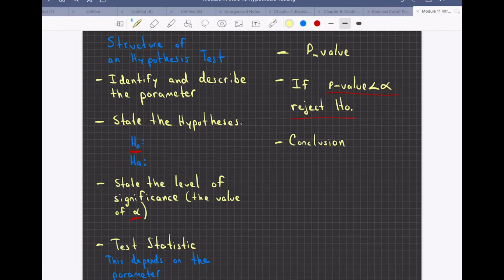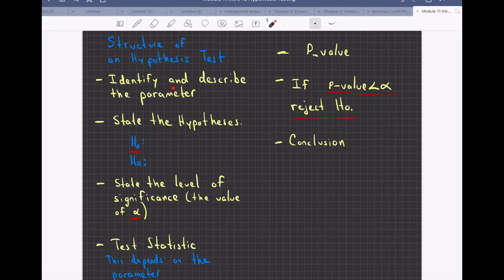But again, I'm going to be making notes, pointing out things as we see more examples and exercises. But for now, I want you to remember the structure, and this is not only for the hypothesis test that we're going to be seeing here for the proportion. This structure is the same for any hypothesis test we are going to perform in this course.